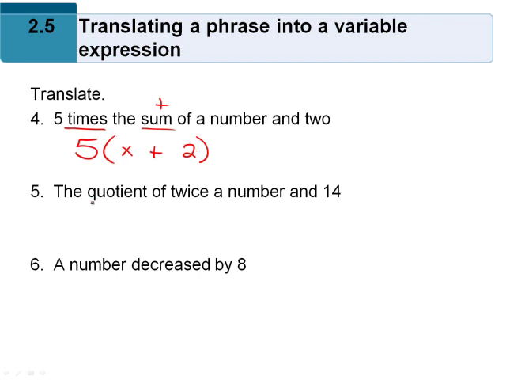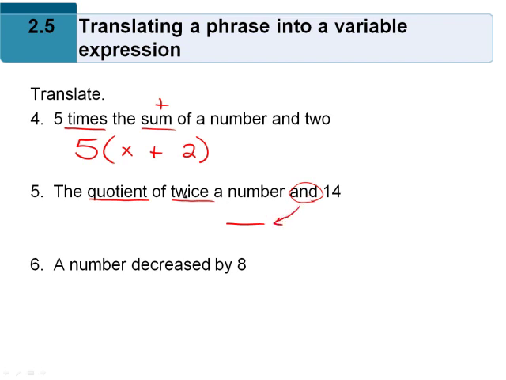Number 5, the quotient of twice a number and 14. Okay, so we've got quotient, and we also have twice. So the main thing we're talking about here is a quotient. So that's a fraction, okay? That's division. So whenever we're talking about a quotient, we have a quotient of blah, blah, blah, and blah, blah, blah. And is where your division sign is going to go, okay?